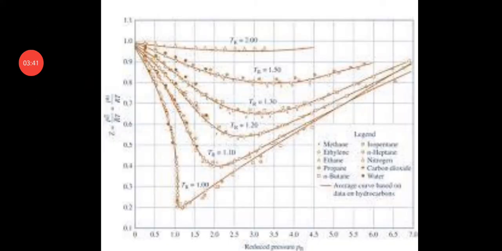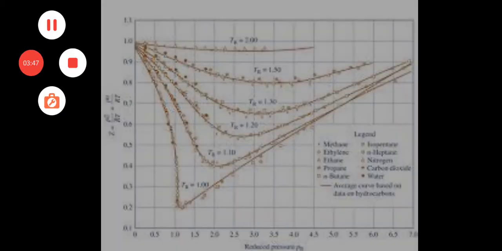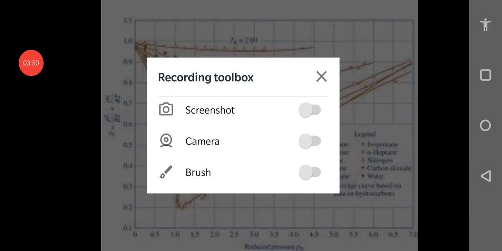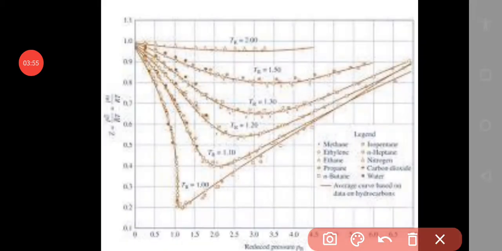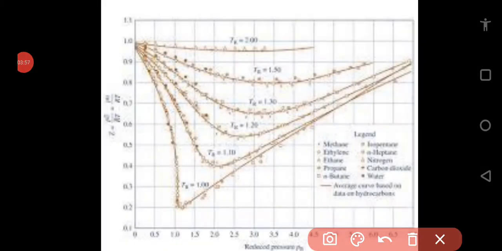So now you can see here, using this chart. This is very important; we have to understand how to use this. I will show you. The reduced pressure is 2.5; this is the 2.5 line, so I will draw this line like this. And the reduced temperature is 1.5. You can see the reduced temperature line of 1.5 here. So this is the point.